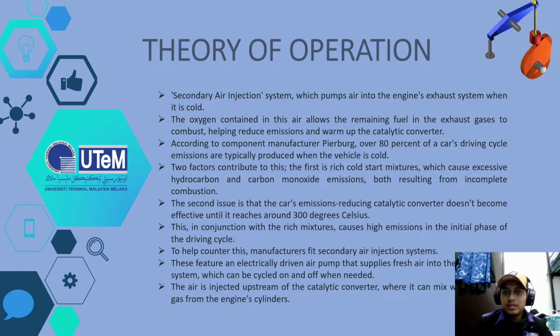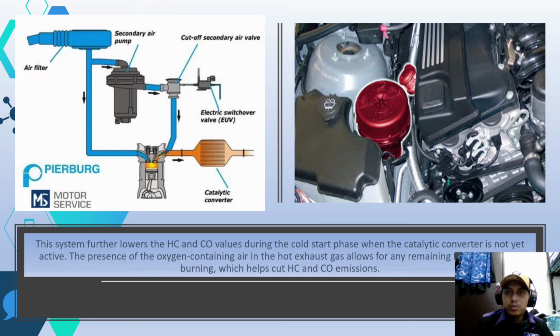To help counter this, manufacturers fit secondary air injection systems. This features an electrically driven air pump that supplies fresh air into the exhaust system, which can be cycled on and off when needed. The air is injected upstream of the catalytic converter, where it can mix with the gas from the engine cylinders. As you can see, there are two pictures.